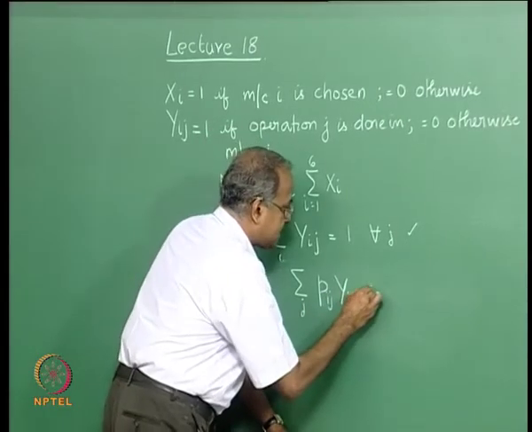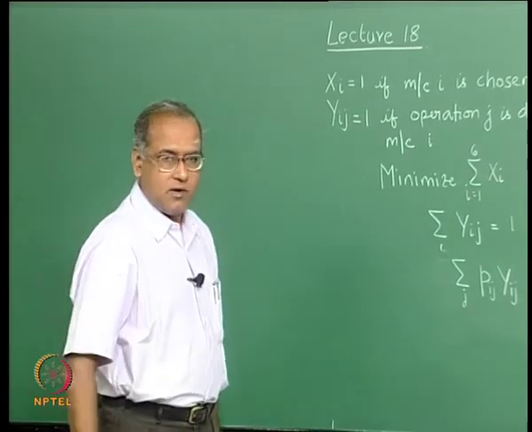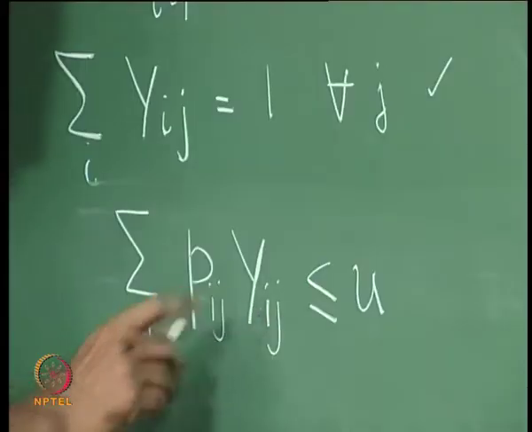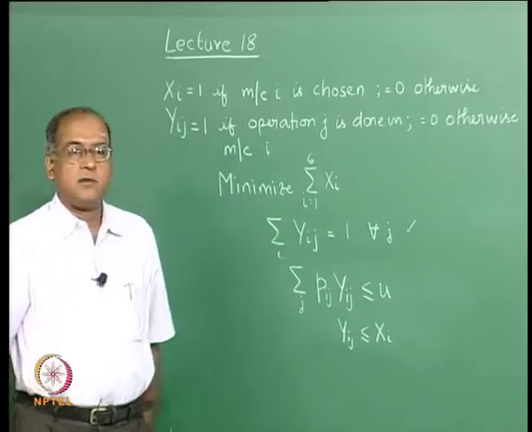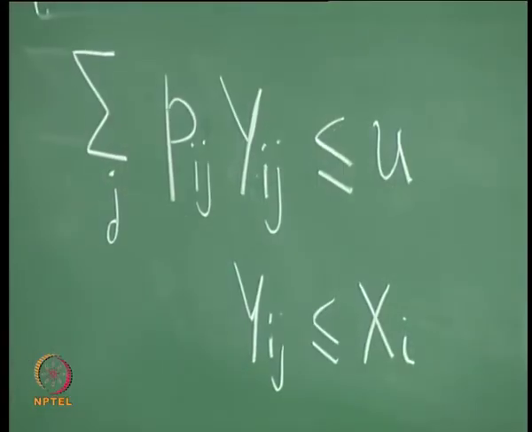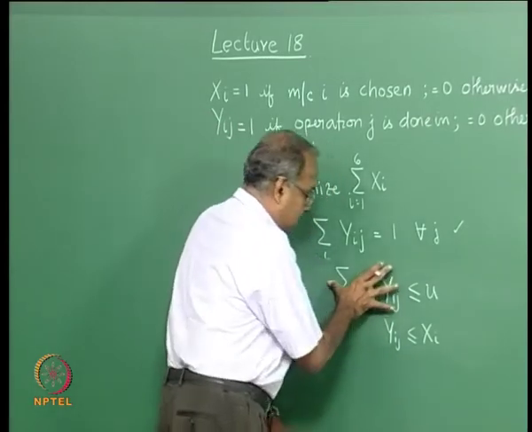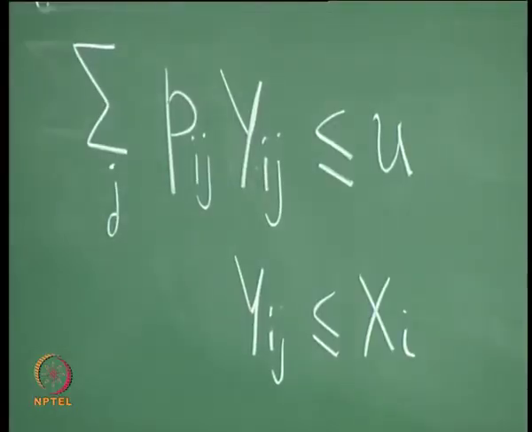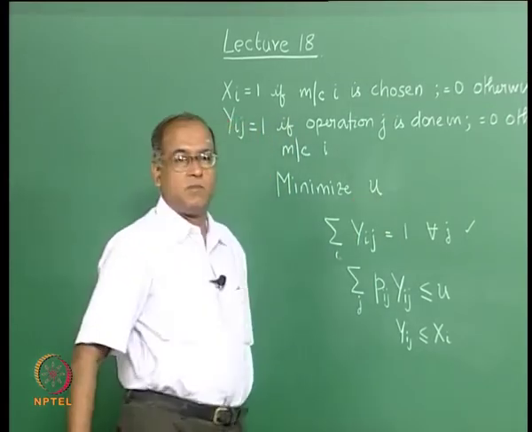Now, this should be less than or equal to some u, where u is the maximum workload. And I can assign an operation j onto machine I only if machine I is chosen. So, y I j less than or equal to x I, and each of these workloads should be less than or equal to u. So, u would represent the maximum workload on all of these machines, and we want to minimize that. So, minimize u.